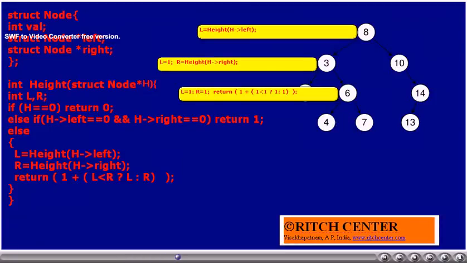The height of the left subtree of the node 6 is 1 and the right subtree is also 1. Thus, the maximum of these two becomes 1 and we'll be adding 1 to indicate that this subtree height is 2. The same will be returned to the previous function call.